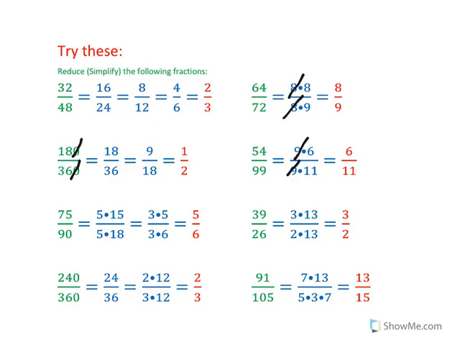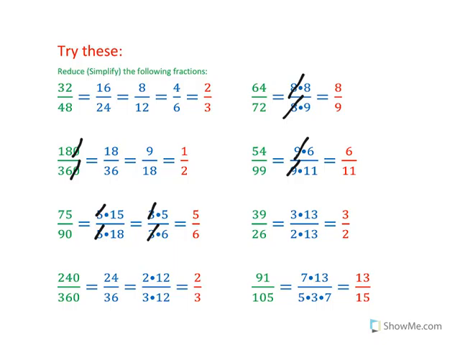75 ends in a 5, and 90 ends in a 0, so I know 5 goes in. 75 is 5 times 15, and 90 is 5 times 18. And 15 is 3 times 5, and 18 is 3 times 6. So we end up with 5 over 6.